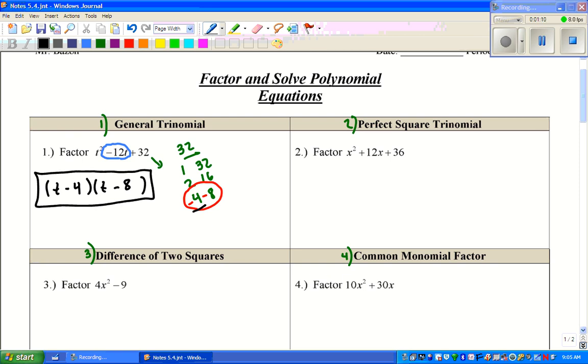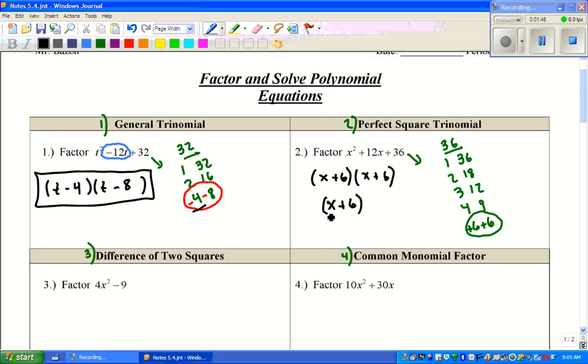Okay, the second one is a perfect square trinomial. It's kind of the same idea. Take 36 out to the side: 1 and 36, 2 and 18, 3 and 12, 4 and 9, and then you've got 6 and 6, okay? Now, what are we going to use to get to 12 right here? Well, we're going to use a 6 and a 6, positive 6, positive 6. So you'd write it as x plus 6 and x plus 6. An easier way to write this is just x plus 6 squared.